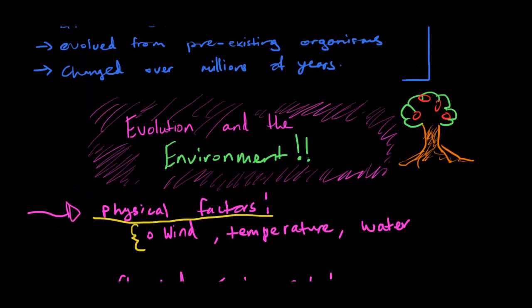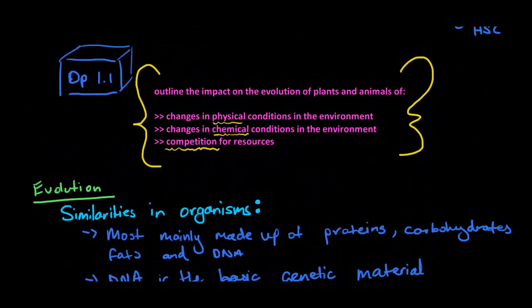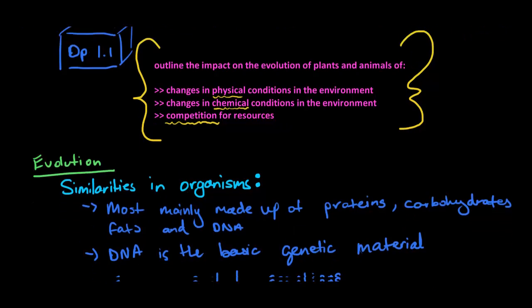So now, evolution in the environment. As we know, the dot point asks for three things. It asks for changes in the physical conditions, changes in the chemical conditions, and then lastly, not related to environment, but competition for resources. It could be related to the environment, actually. But anyways, let's go through that.